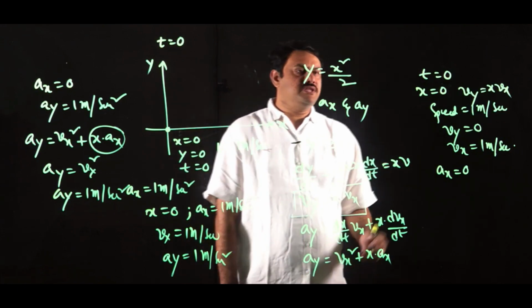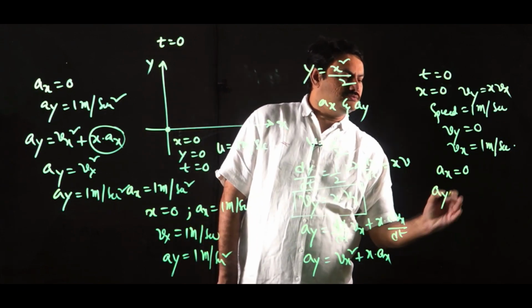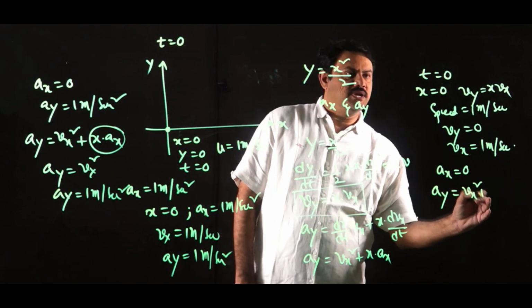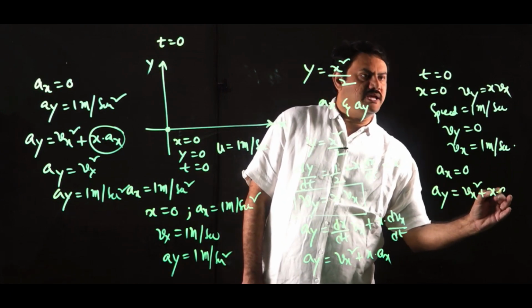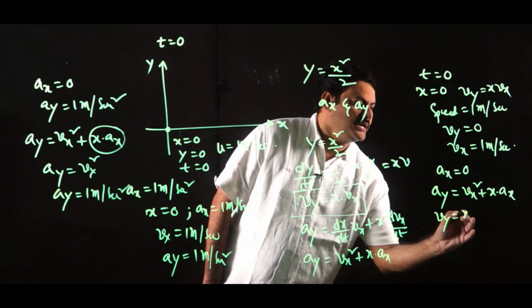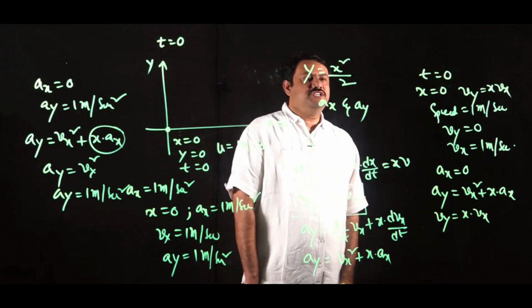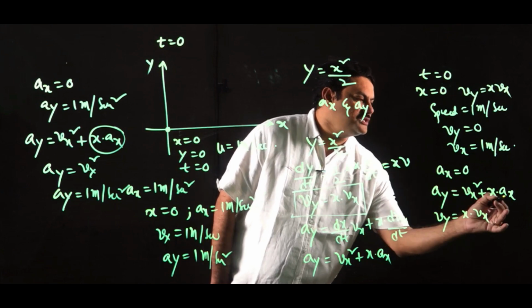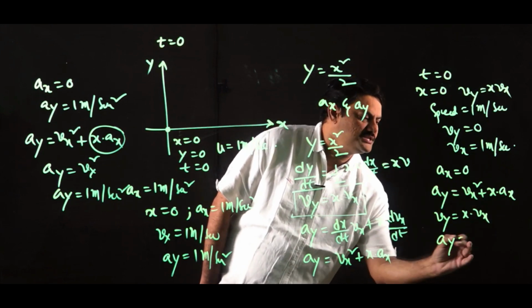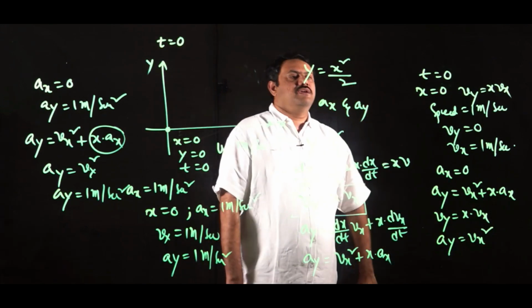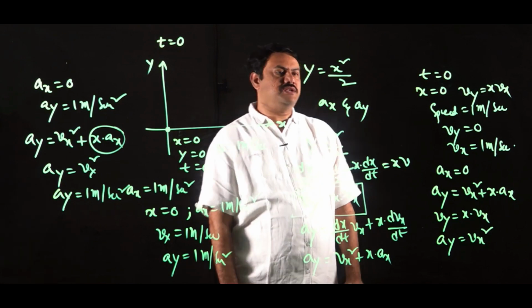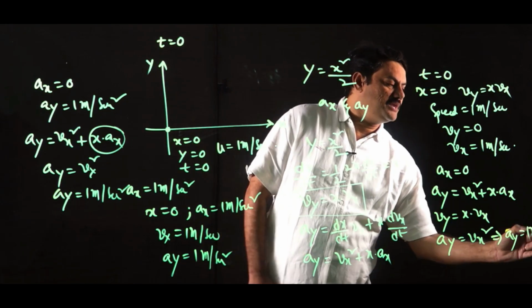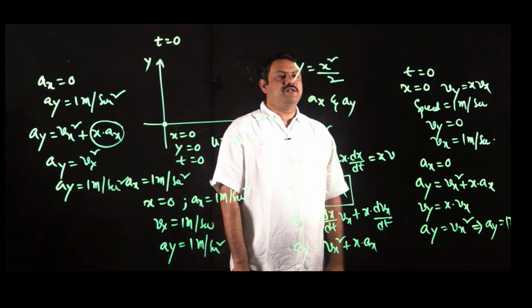Now according to the equation ay is equal to vx square plus x into ax, and vy is equal to x into vx. According to these two equations, with ax equal to 0, substituting in this equation, you will get ay is equal to vx square. That implies ay is equal to 1 meter per second square.